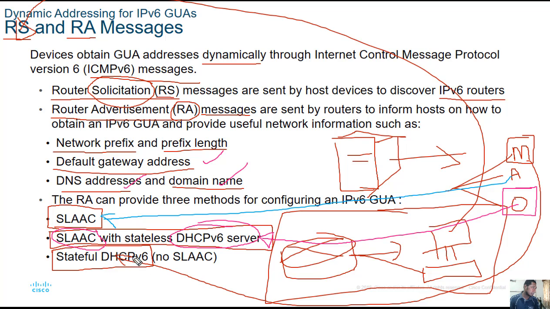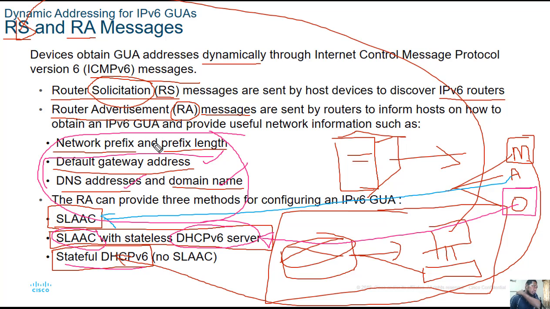So with SLAAC, you manually configure that. You give an IPv6 GUA address to the end device, and then you manually assign all of these others as well. With SLAAC with stateless, you manually assign the network prefix and prefix length, but you query a DHCP version 6 server to provide other information. With stateful, there's no SLAAC involved. The DHCP version 6 server has to provide everything: IP address, prefix length, including default gateway address, DNS address, domain name, etc.